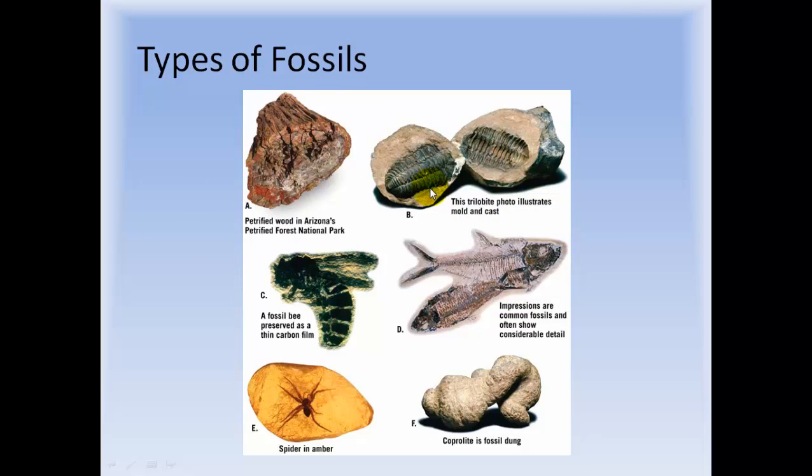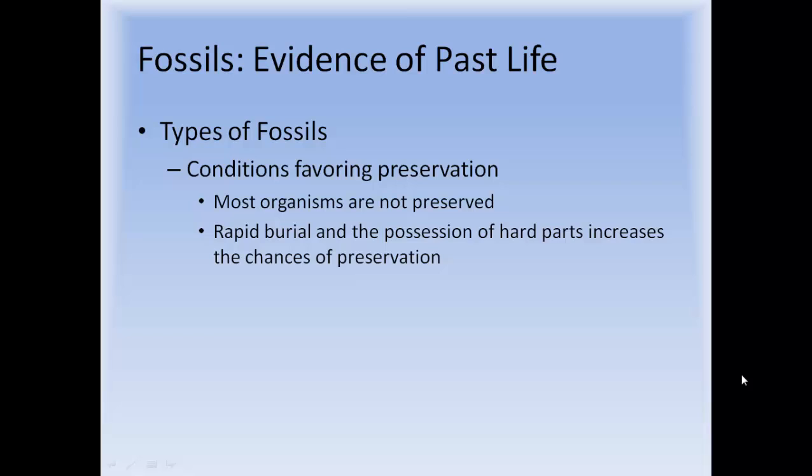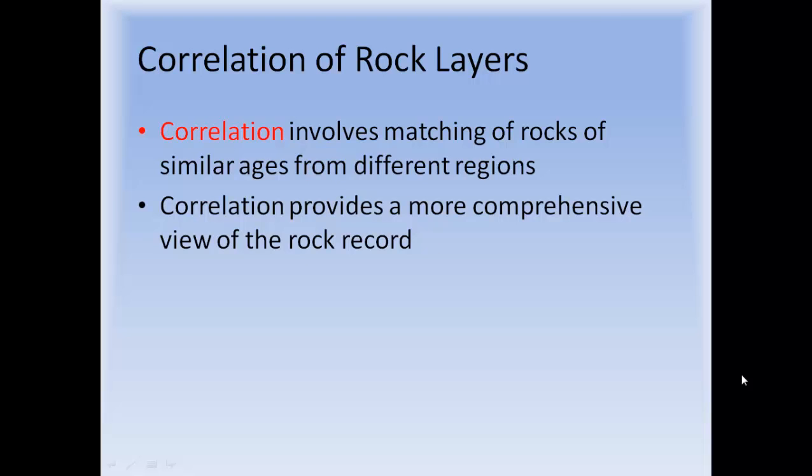Here's a mold and cast of a trilobite. There's a thin carbon film of an ancient bee. This is an impression of a fish skeleton. Here's a spider in amber, and here's some fossil dung, or coprolite. Conditions favoring preservation: most organisms are not preserved. Rapid burial and the possession of hard parts increase the chances of preservation.